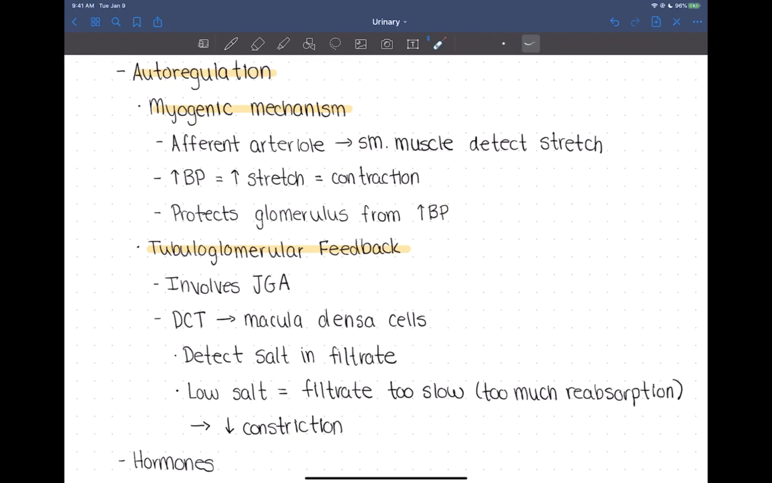Under autoregulation, the first one is the myogenic mechanism. Myo should tell you that muscle is going to be involved somehow. This occurs in the afferent arteriole. Remember we said the afferent arteriole is often drawn really thick because it has a lot of smooth muscle. One thing that smooth muscle can do is detect stretch, from an increase in pressure. When it detects that stretch, which would indicate an increase in blood pressure, that arteriole is going to respond by contracting. The reason it does this is that, in a sense, it protects the glomerulus from that increasing pressure.